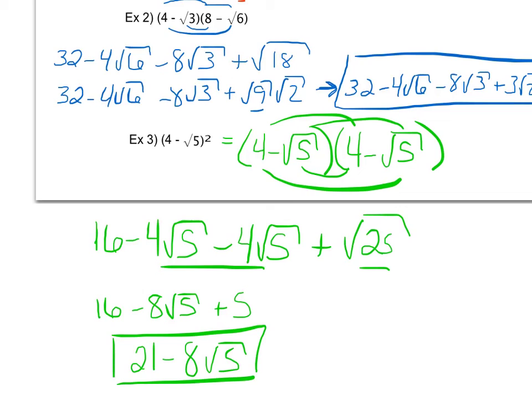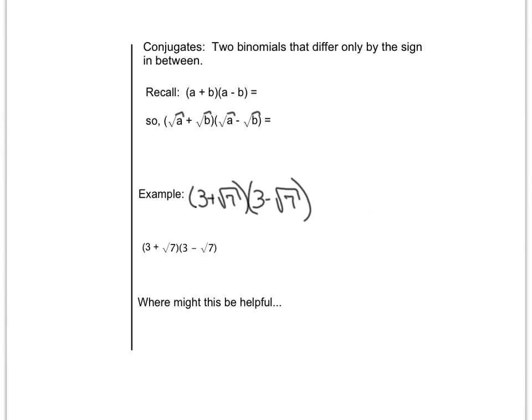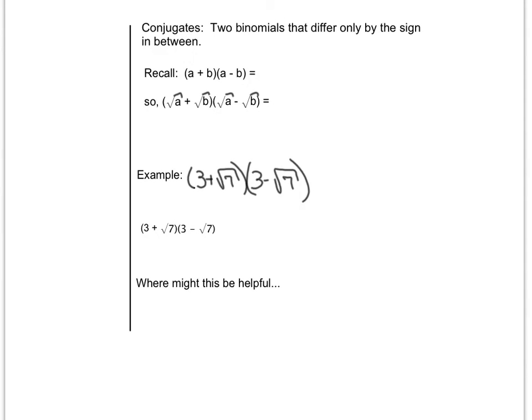And there is one last thing I would like to talk about before finishing this video. Conjugates are two binomials that differ only by sign in between. So do you remember this formula we looked at before, a plus b times a minus b? These would be considered conjugates because this one's plus and this one's minus. Everything else is the same. Just the sign in between is different. Do you remember what happens when you multiply a plus b times a minus b? A squared minus b squared. Remember that special formula we had?